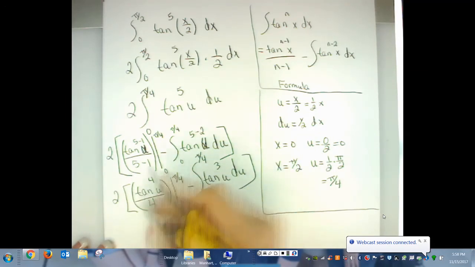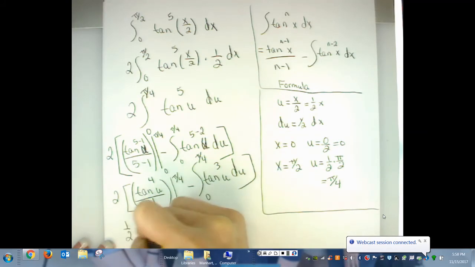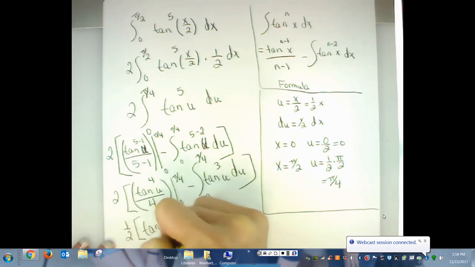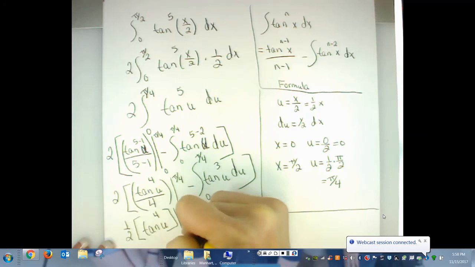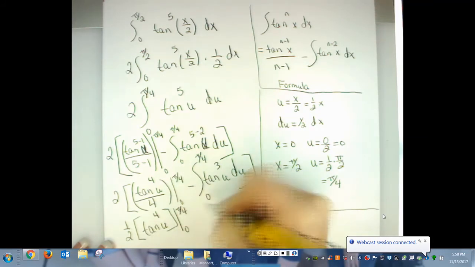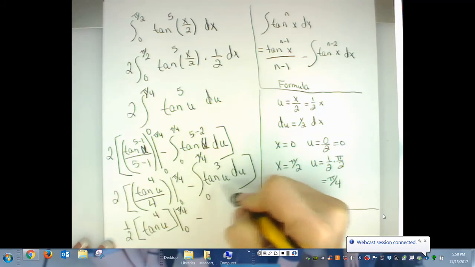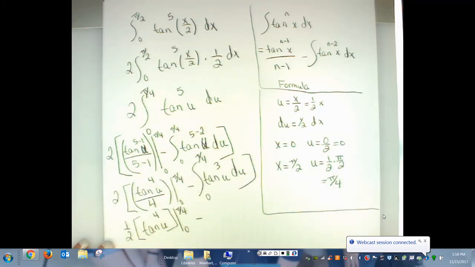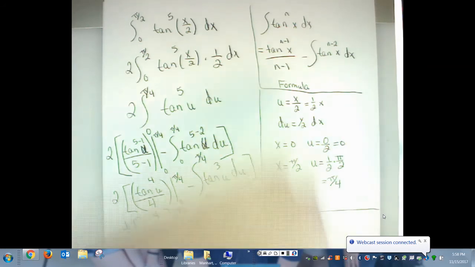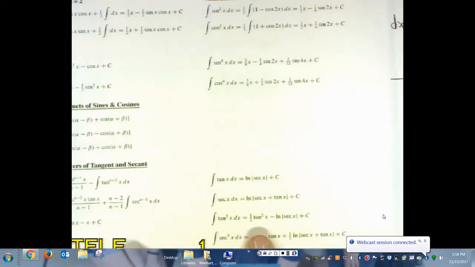divided by 4. And that's going to be 1 half tangent of u to the 4th. And remember, I'm going to go from 0 to pi over 4, minus the antiderivative of tangent u cubed from 0 to pi over 4. I need to go to my formula sheet, and there's a formula for tangent cubed. Again, this is tricky. It's in x, but when I write down the formula to finish the problem, I need to make sure this is 1 half tangent squared u minus natural log absolute value of secant u plus c.